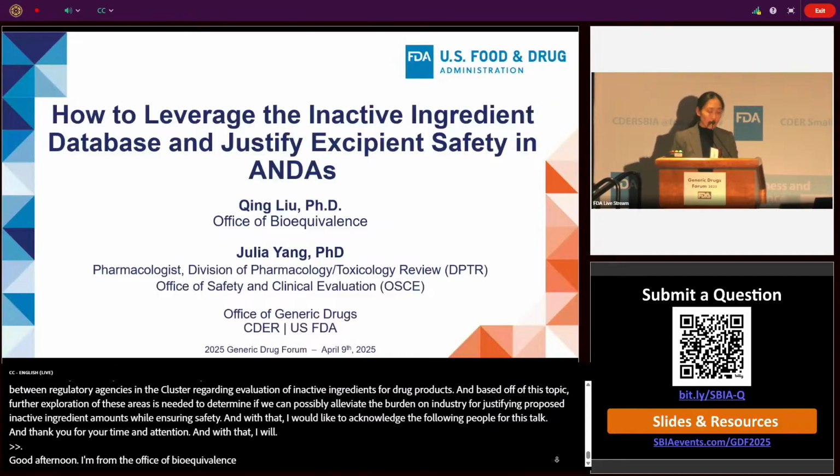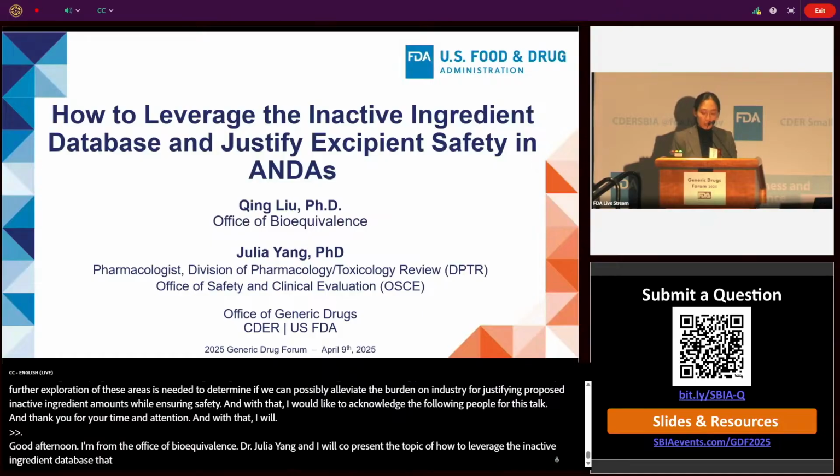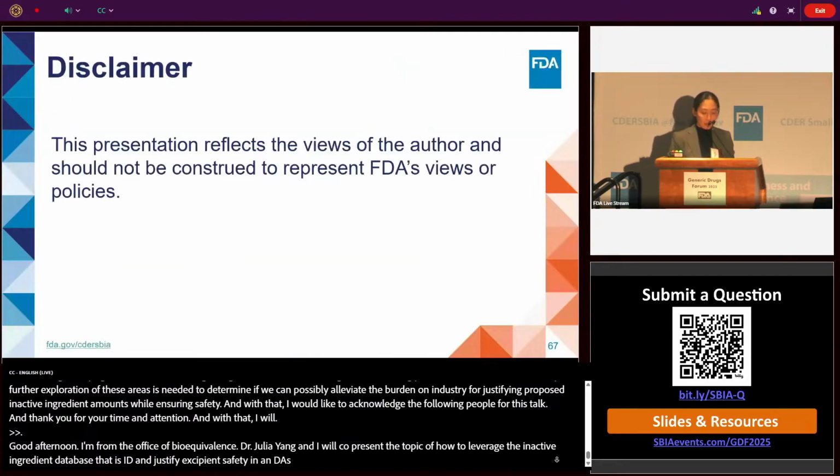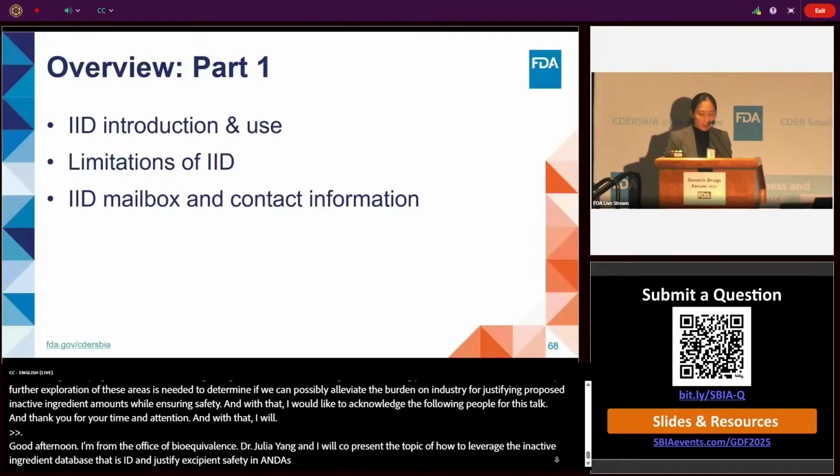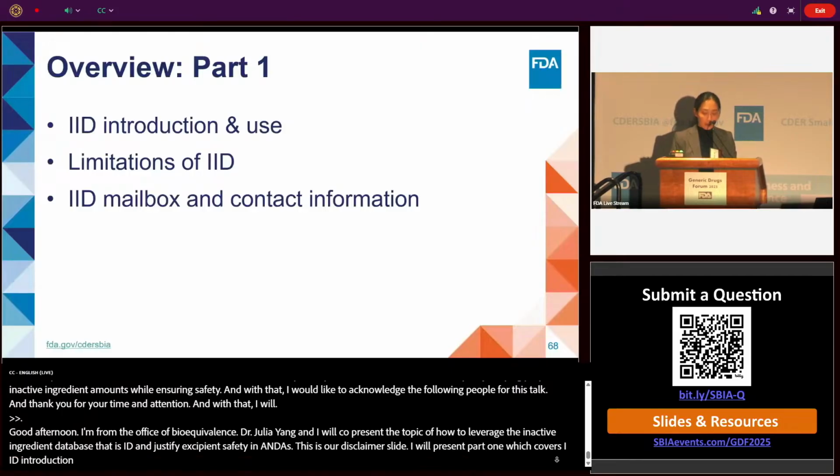Dr. Julia Yang and I will co-present the topic of how to leverage the Inactive Ingredient Database, that is IID, and justify excipient safety in ANDAs. This is our disclaimer slide. I will present part 1, which covers IID introduction and use, and limitation of the database. At the end, I will share with you some contact information if you have any questions.